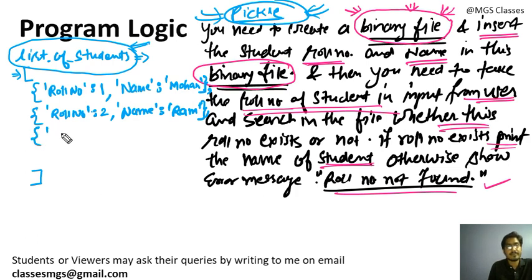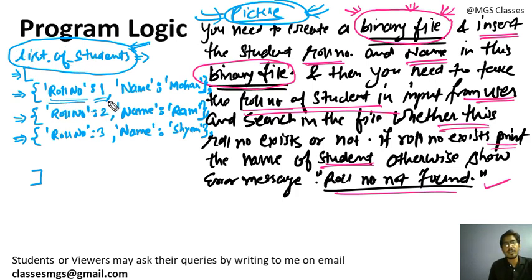Then let's suppose roll number of student 3, and the name, let's suppose Sham. Let's say this is the dictionary. Each student record we will put in some dictionary, and then we will insert this dictionary into the list of students. And then we know the for loop to iterate this list, and we can easily match the roll number and find it.